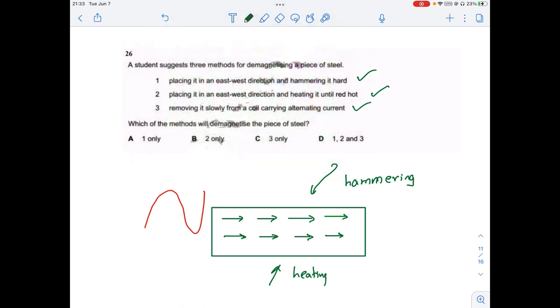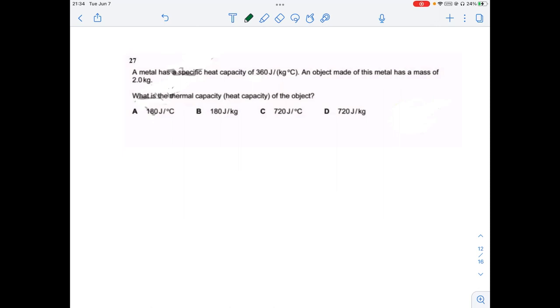So we can see that all the options are correct. So therefore, the answer has to be option D. That's going to be the answer. Now coming to question number 27.